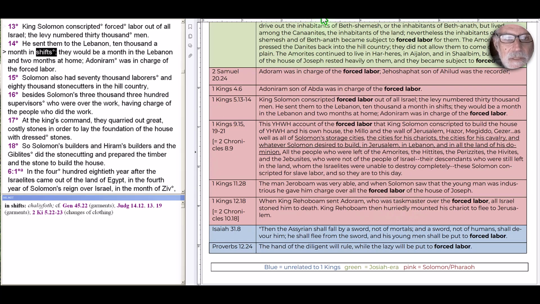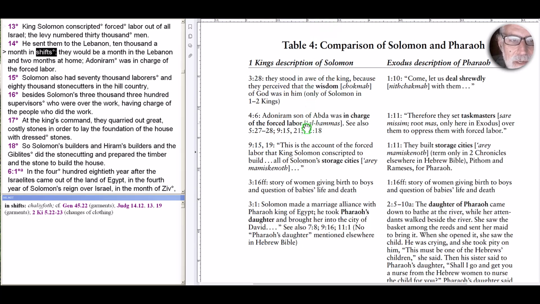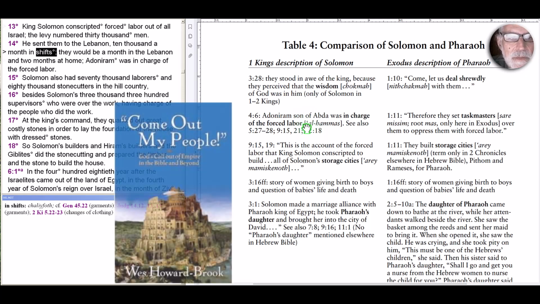So let's look at the comparison here. I didn't show this in my introductory video, but this is table 4 from Come Out My People, and I've posted a number of these other tables at radicalbible.net, so even if you don't have my book, you can access these tables.